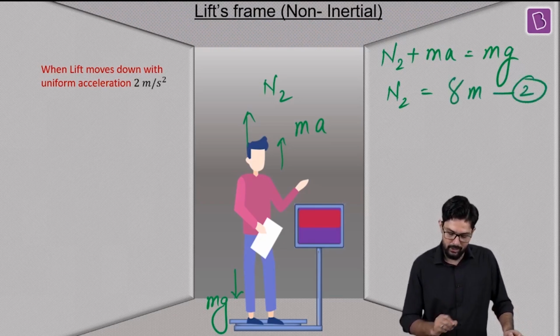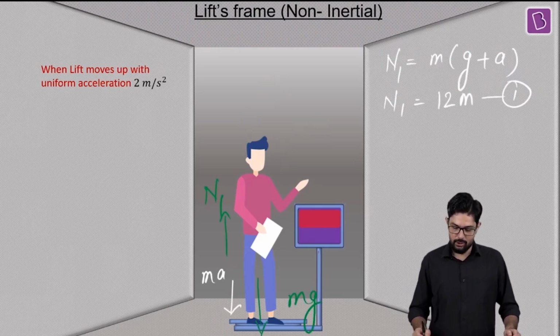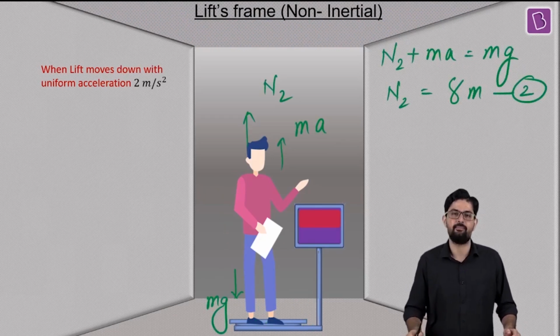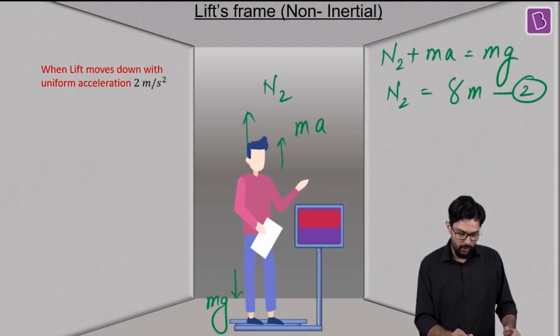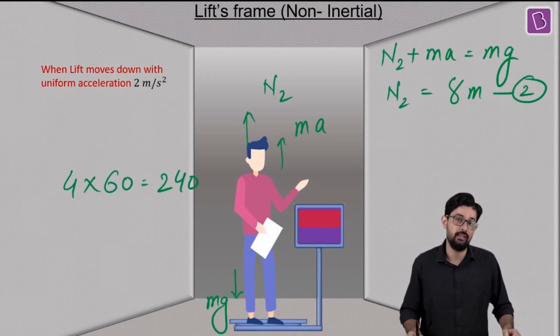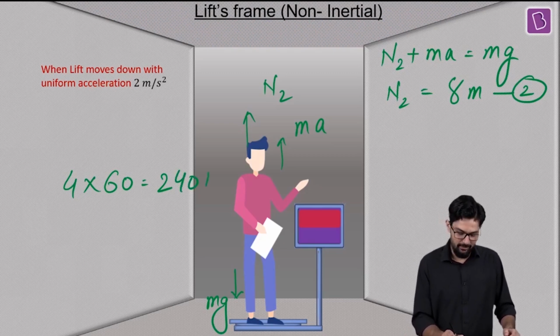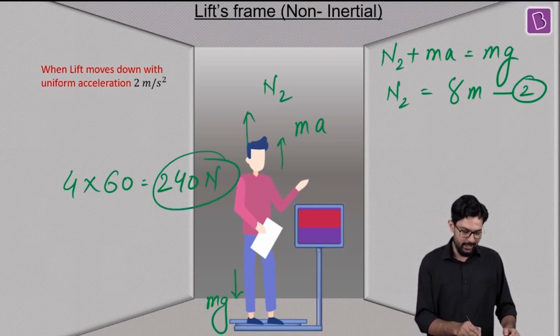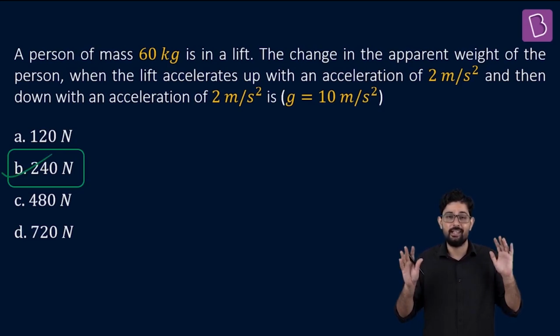So we have both N1 and N2. Let's subtract them. So N1 is 12m and N2 is 8m. When you take the difference, you will get 4 into m. And 4m will be 4 into 60, that is 240. And what will be the unit? Kg or Newton? Yes, Newton. So this will be 240 Newton, and that is going to be the final answer. Therefore, option B will be correct.